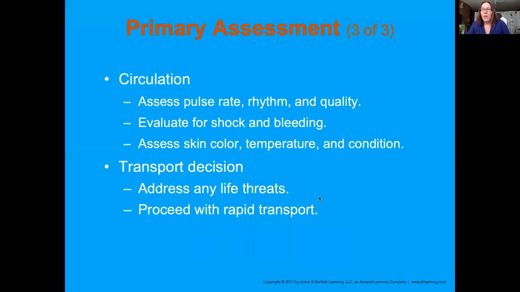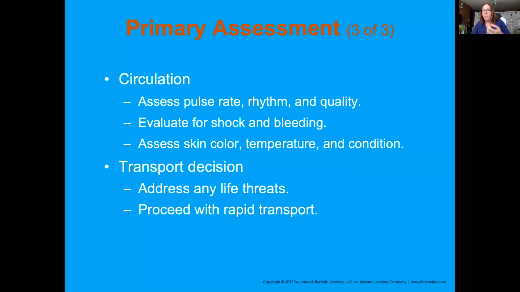Circulation: rate, rhythm, and quality. Pulse ox sucks, right? It just tells you a number, and it's not always accurate. So when we're palpating, if they're a conscious patient, we start at the radial. I want to know the number, okay, because that's important. I want it between 60 and 100. If not, it's abnormal. I want to figure out why. Might be explainable, but it's not within our normal.